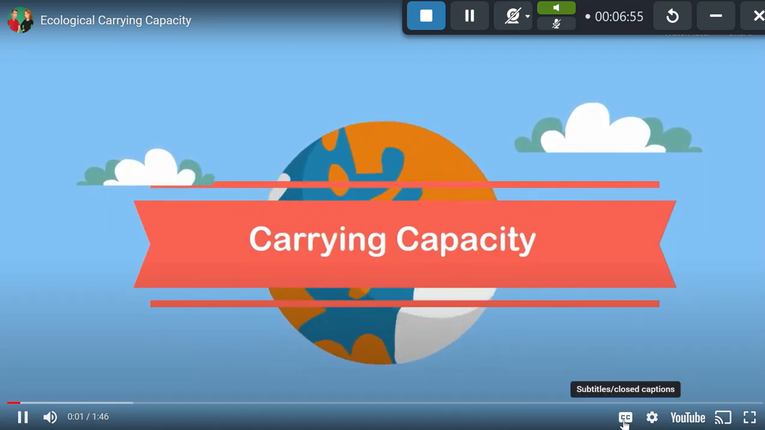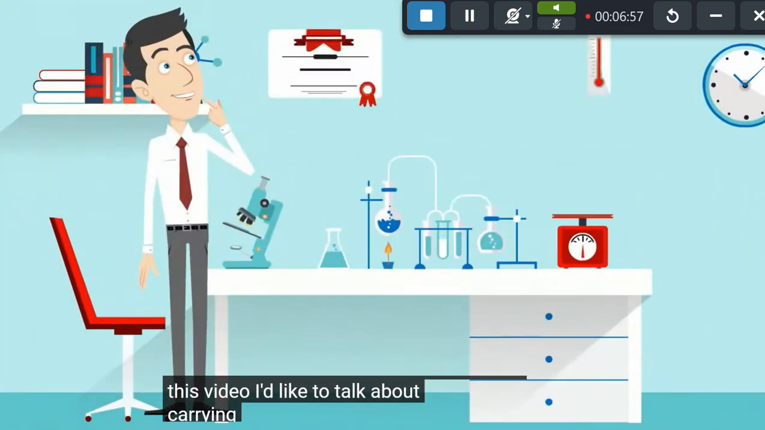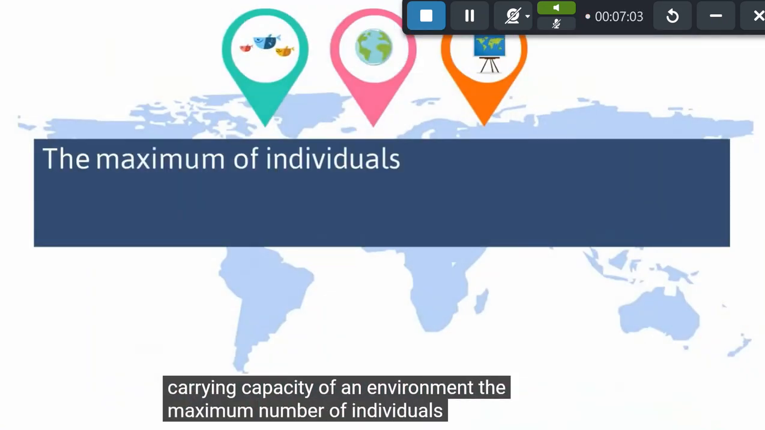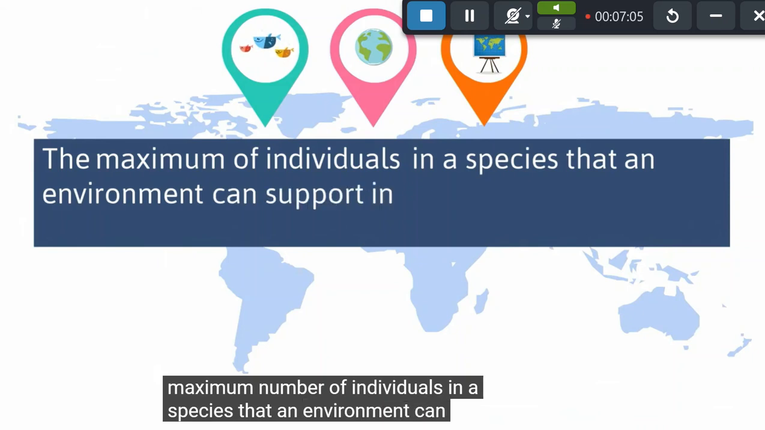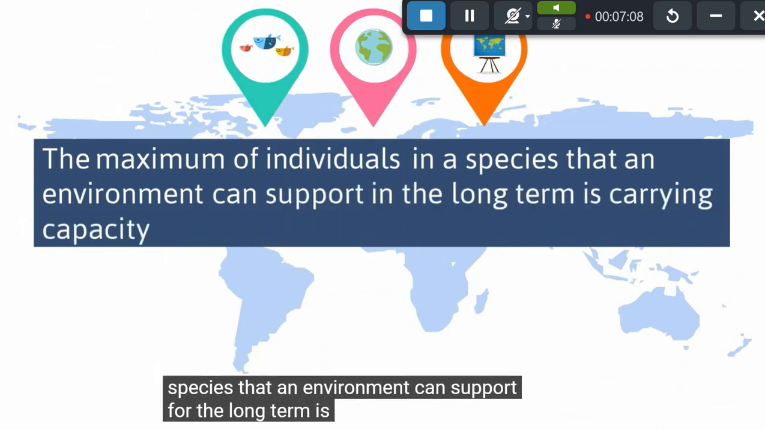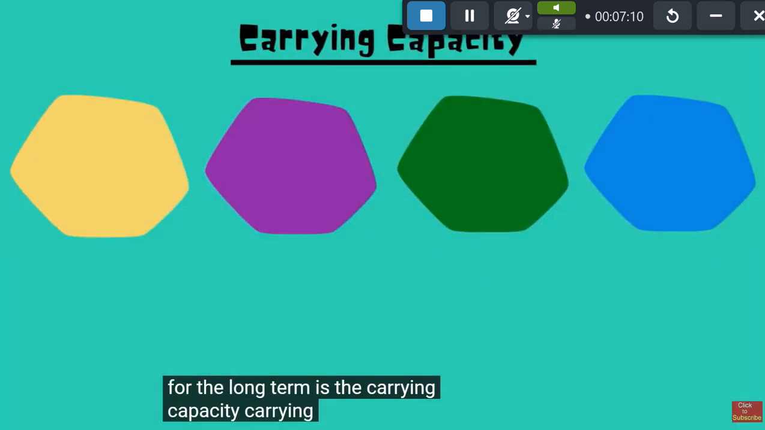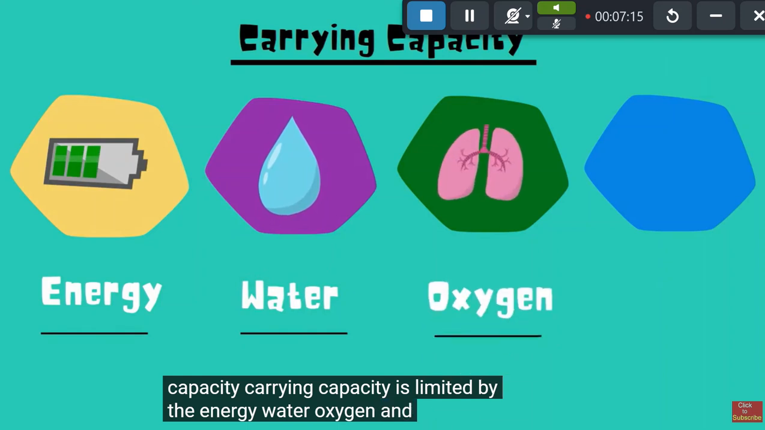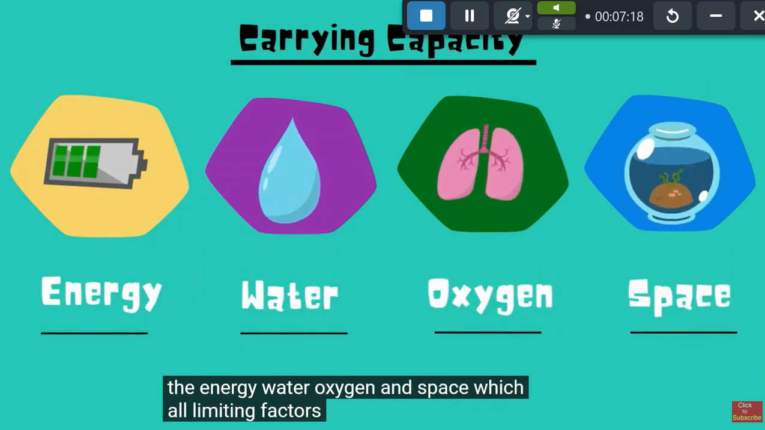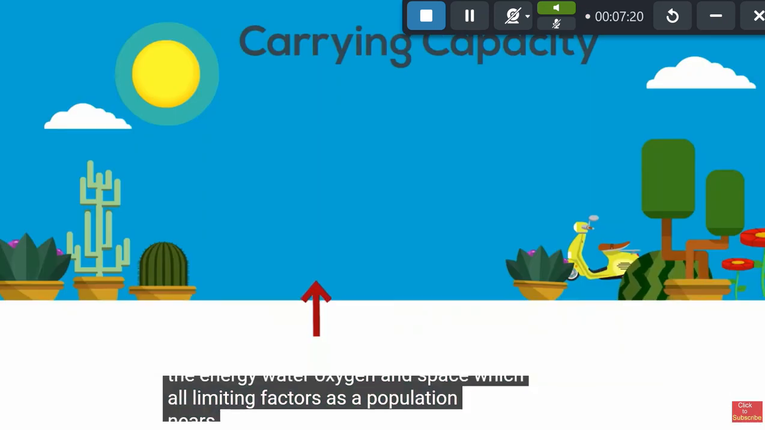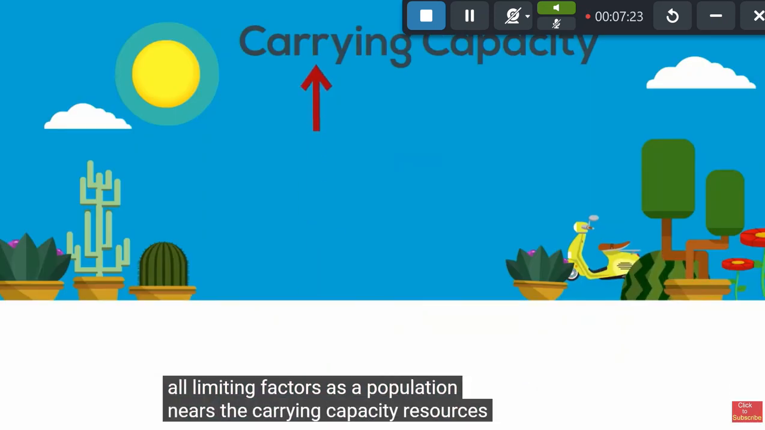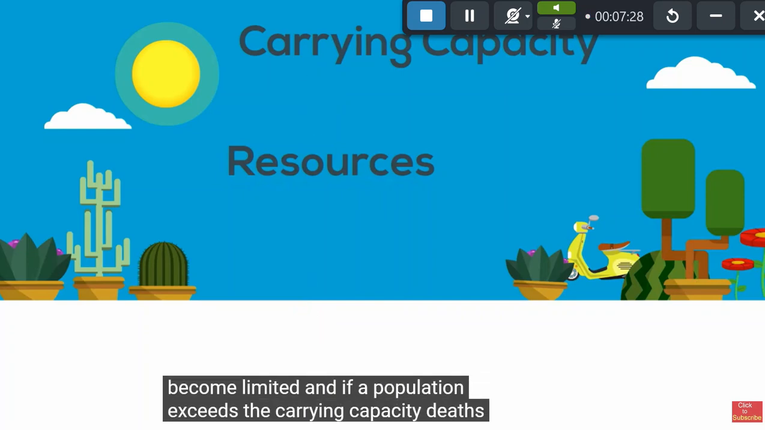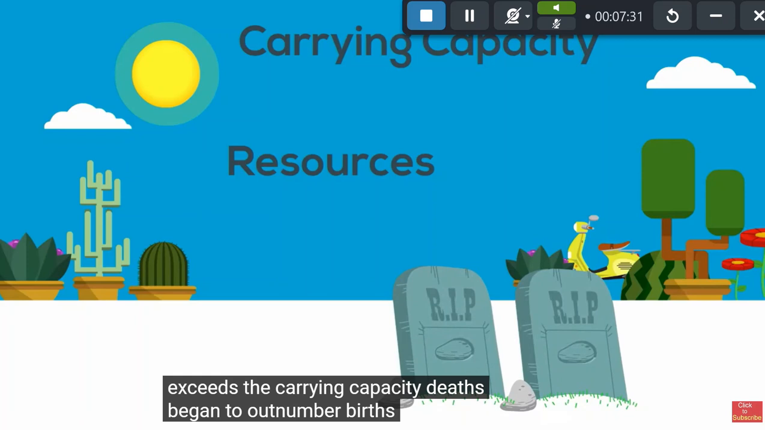Welcome to Moo Moo Math and Science. In this video, I'd like to talk about carrying capacity of an environment. The maximum number of individuals in a species that an environment can support for the long term is the carrying capacity. Carrying capacity is limited by the energy, water, oxygen, and space, which are all limiting factors. As a population nears the carrying capacity, resources become limited. And if a population exceeds the carrying capacity, deaths begin to outnumber births.